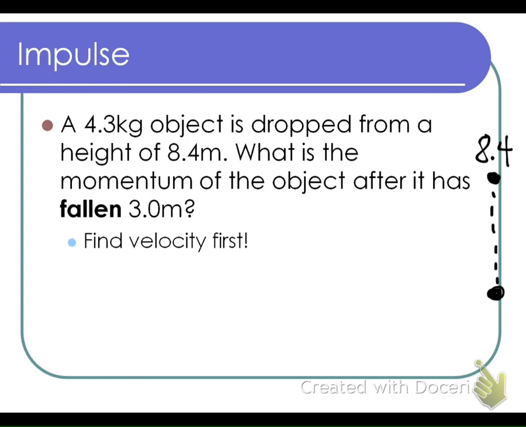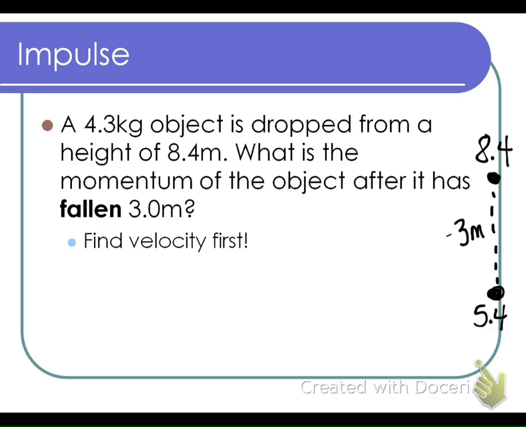Okay, so what happens is this object is dropped 3 meters, which makes its final displacement, I guess, 5.4. So we can look at this two different ways. We can say it's fallen 3 meters, landing 3 meters below where it started, or we could have our y initial equal 8.4 and our y final equal 5.4. You can do it either way when we plug it into our kinematics equation.